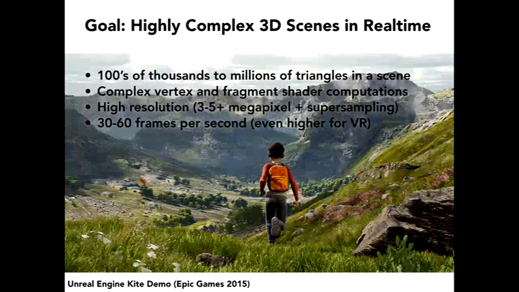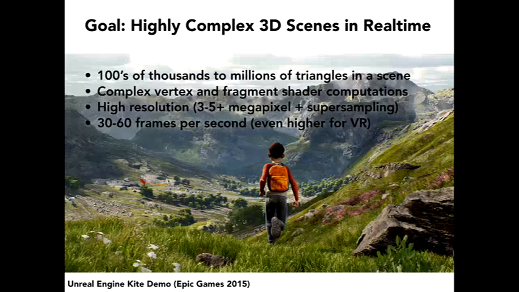And the reason they want to do this is that to get to really complex 3D scenes, this might have hundreds of thousands to millions of triangles in a scene. We might have very complex vertex and fragment shader computations. I showed you a 3-line shader code, right? We've talked about Blinn-Phong shading. That would probably be, if you wrote the whole thing out, including all the helper functions, probably dozens of lines of shader code.